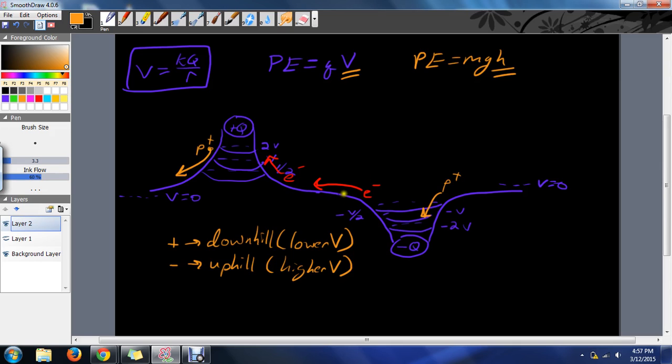So negative charges go the opposite way. Positive charges go toward lower voltage. Negative charges go towards higher voltage.